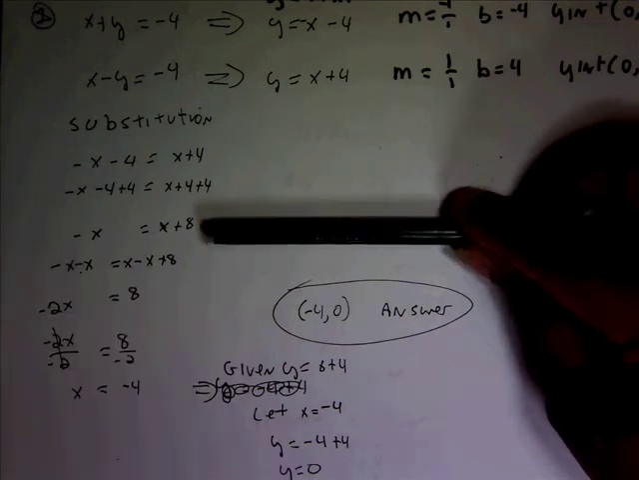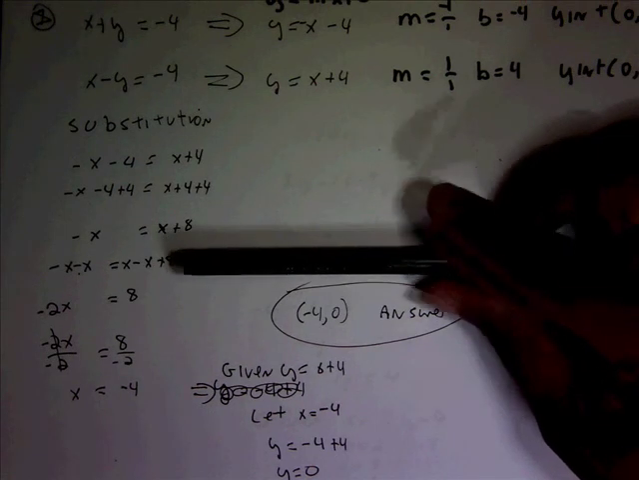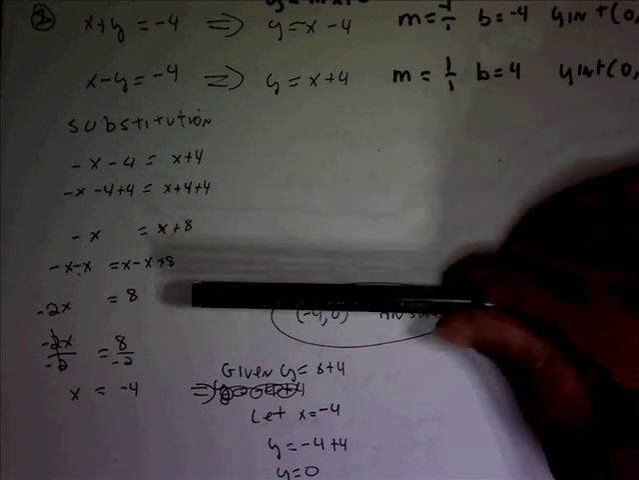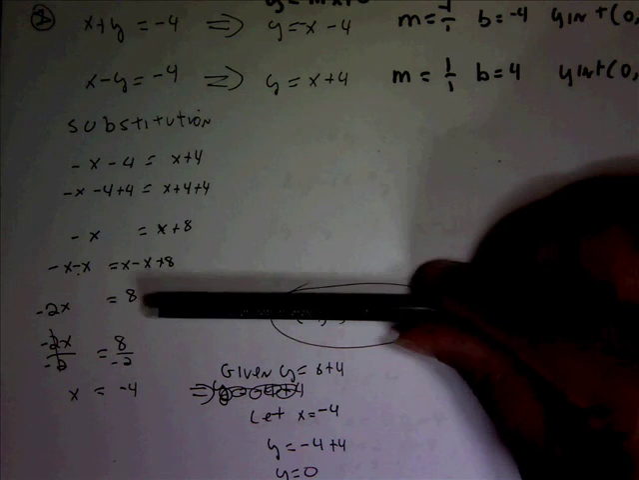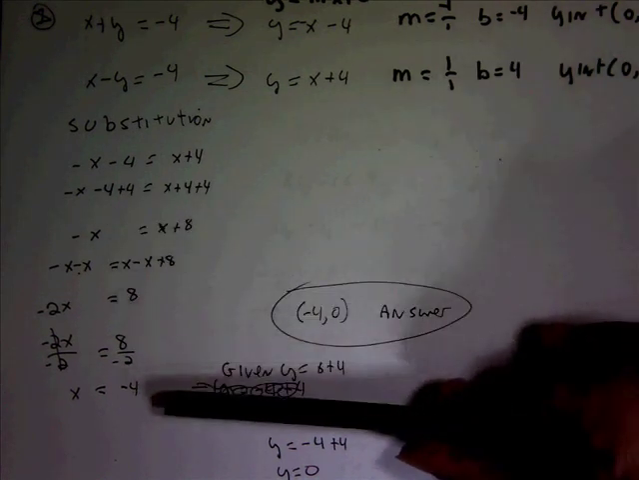So then I got the constant here. So I subtract 8, get the x terms on the same side. Subtract 8 from both sides. Then I divide both sides by a negative 2, and it gives me x is equal to a negative 4.